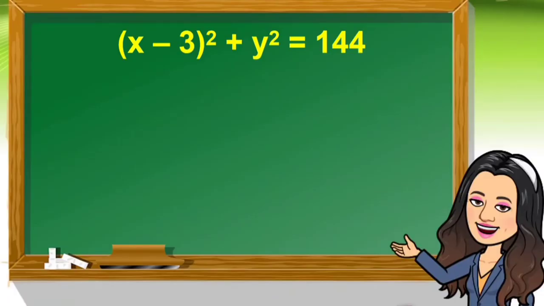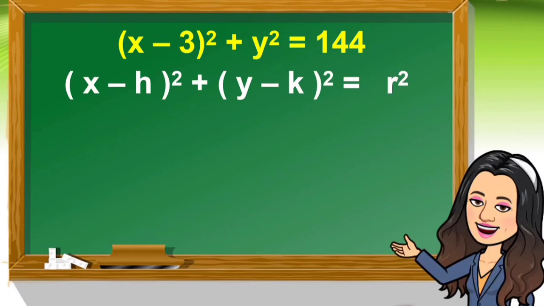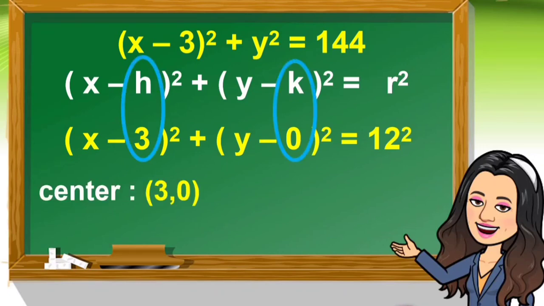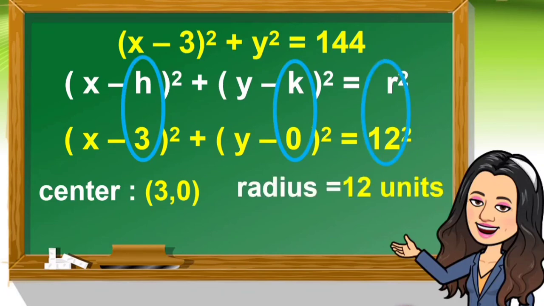Can you now identify the center and the radius of the circle based on this equation? Let us check. Let us rewrite first into the standard form of the equation of the circle. Our given equation is the same as the square of the quantity x minus 3 plus the square of the quantity y minus 0 is equal to 12 squared. So, we have now the center which is at point (3, 0) and the radius which is 12 units.